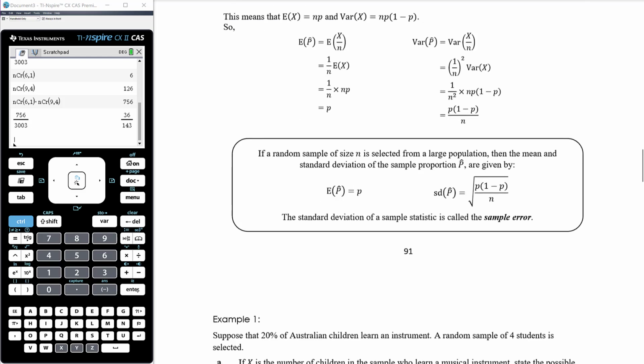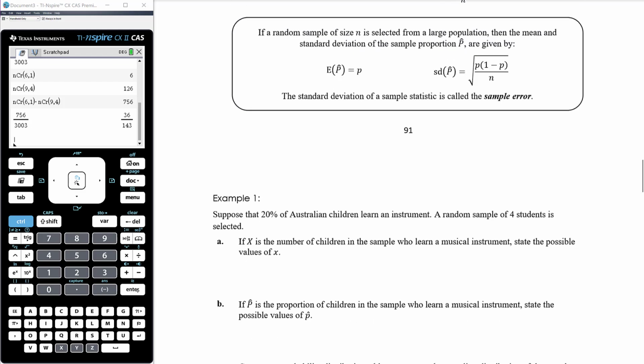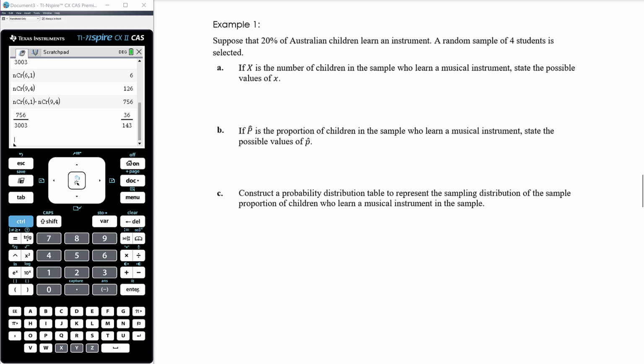Okay, so if a random sample of size n is selected from a large population, then the mean and the standard deviation of the sample proportion are given by: the mean is p, and the standard deviation is the square root of p times 1 minus p over n. And we call the standard deviation of the sample proportion the standard error. Okay, so we can now use our binomial distribution and calculate the mean and standard deviation of the sample statistic. So let's have a look at this.